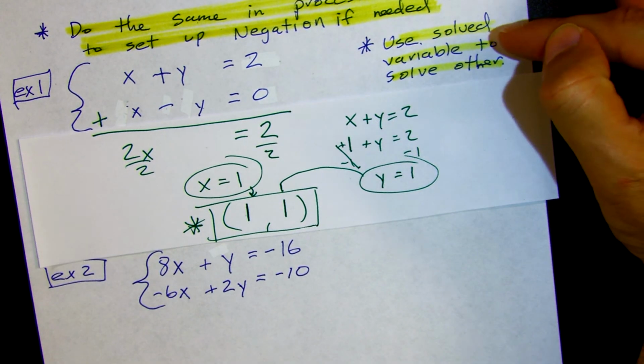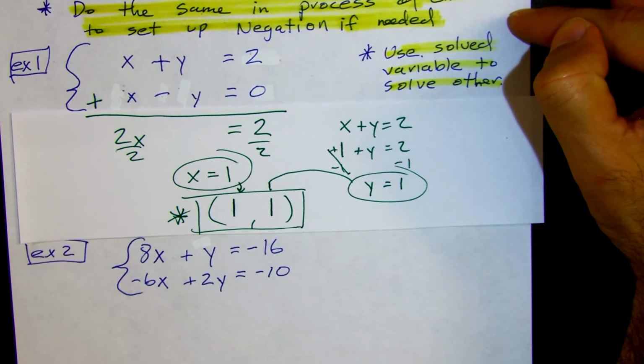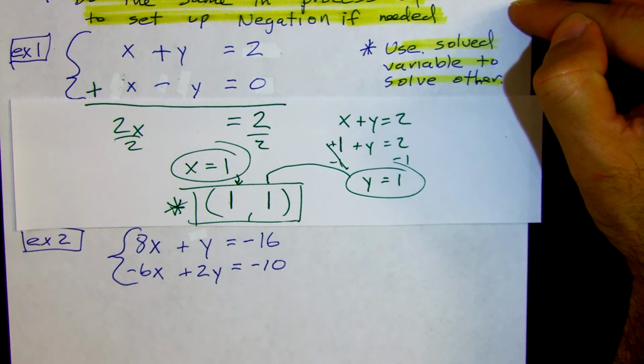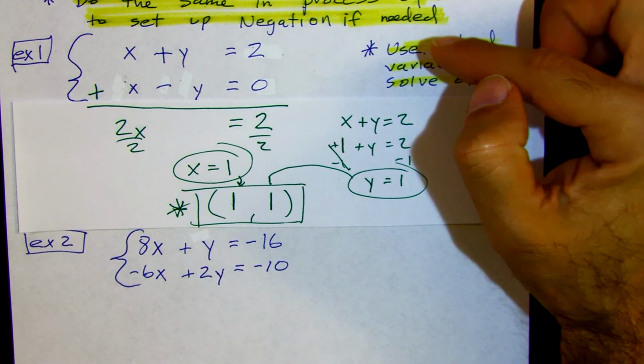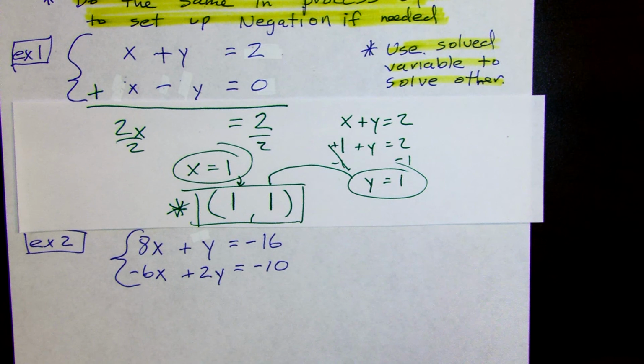So this second step I didn't bring up because everyone already knew to do it: use the solved variable to find the other. You just have to plug in. Okay.